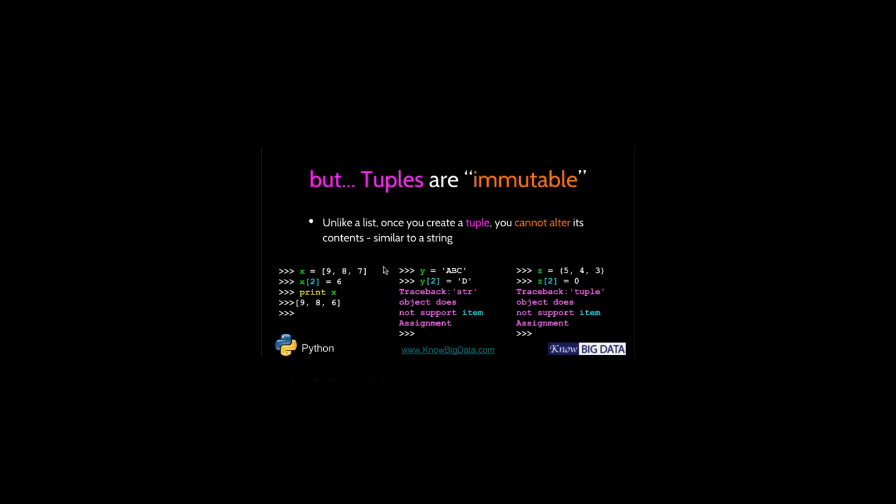Unlike a list, once you create a tuple you cannot alter its content. For example, here you can see that we have changed x[2] from 987 to 986, so this way we are able to change a list. But just like strings, if we have a string y containing a, b and c, and we try to modify a particular character, we cannot modify that. Similarly, in case of a tuple, the third example on the rightmost, we cannot modify a tuple just like that.